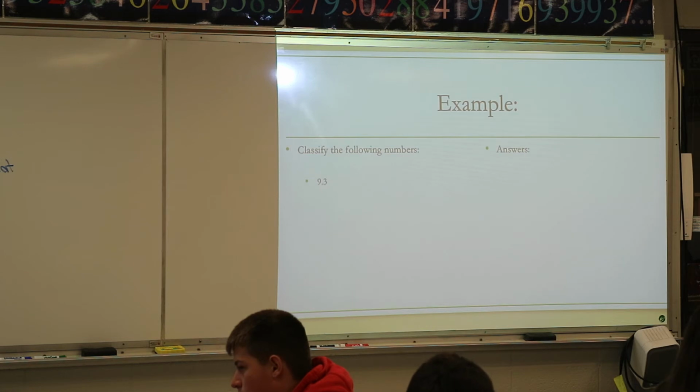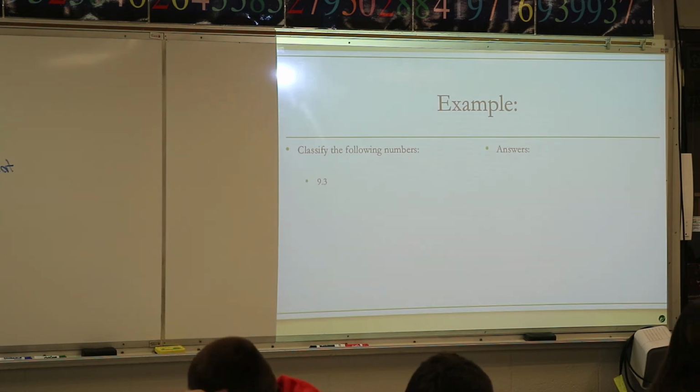First number, 9.3. I want to know what classification. Let's talk about the classifications. You've got natural, whole, integers, rational, or irrational. What category does the number 9.3 land in?